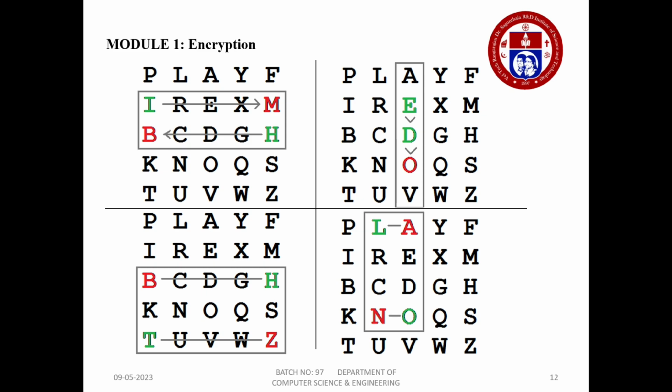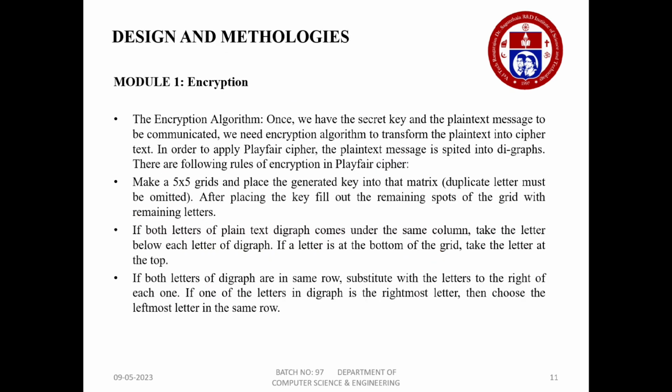In the third case, H and T is the digraph, and they are in different rows and different columns. So H is shifted to B, T is shifted to Z. Likewise, in the N O digraph, they are in different columns and different rows. L is shifted to A, and O is shifted to N. So thus, as explained in our encryption steps, depending on the position of the characters inside the digraph on the matrix, we are either shifting to the right if they are in the same row, shifting to the bottom if they are in the same column, or shifting to their column locations if they are in different rows and different columns, as explained in the bottom 2 points.